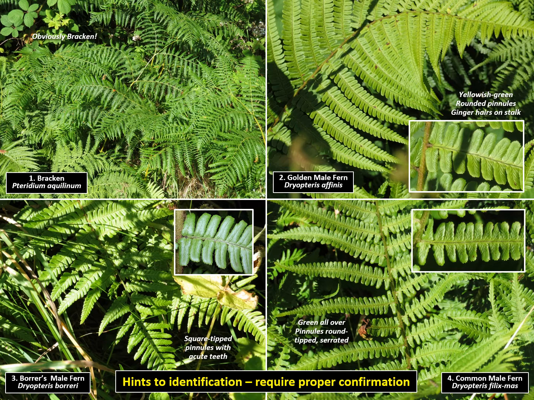3, bottom left. Borer's male fern, greener than the golden male fern and not glossy. Pinnules square-tipped with, look closer, conspicuous acute teeth. 4, bottom right, common male fern, very like Borer's, but its pinnules have serrated margins and contract to a narrow rounded tip.